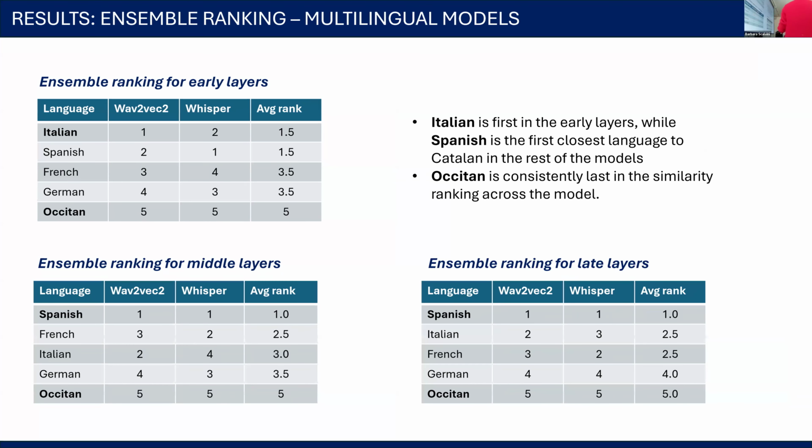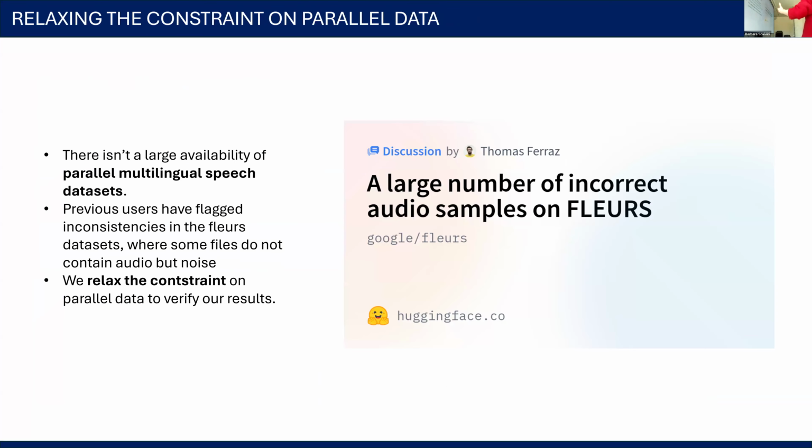The situation is very similar for multilingual models, where we find Italian first in the early layers, Occitan is always last, and Spanish is first in middle and late layers. And this was done on FLEURS, right? This was done on parallel data. However, no data set is perfect. And it was flagged that there are a number of incorrect audio samples in FLEURS. So FLEURS is really cool because we have these parallel sentences that allow us to compare and so on.